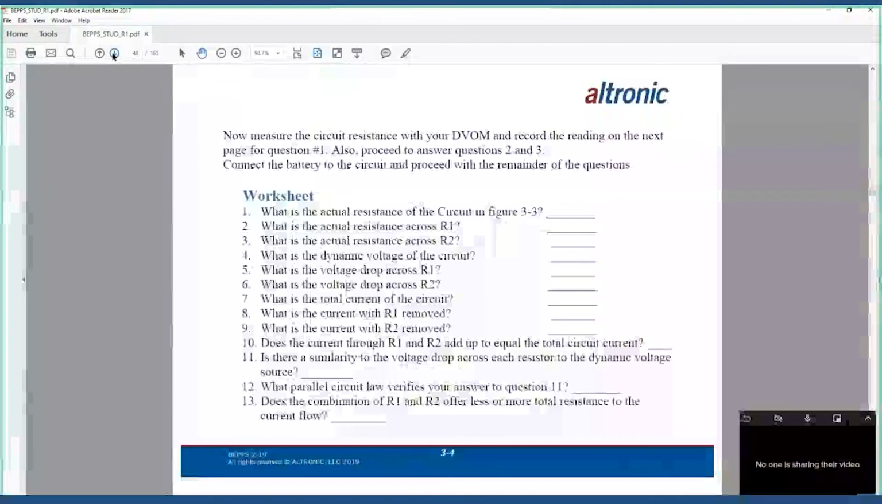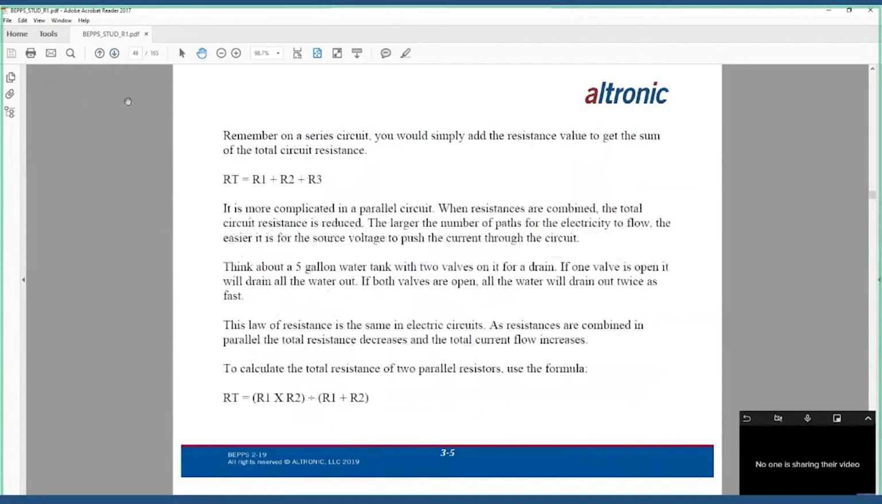So what we want to do is measure the resistance with our digital volt ohm meter and record the reading on the next page for all the questions. Well, obviously we can't do that, so we're going to have to work out the math. So I'm going to have to skip this page and kind of give the answers to the questions that have already been asked. So we remember on a series circuit, you would simply add the resistance values to get the sum of a total resistance. So resistor 1 plus resistor 2 plus resistor 3, so on and so forth.